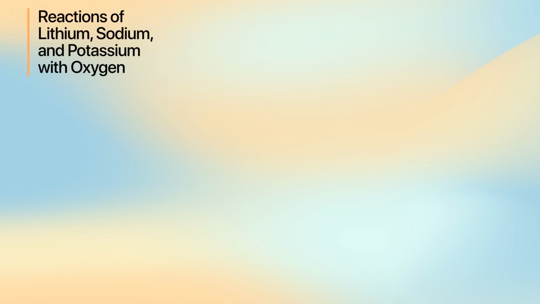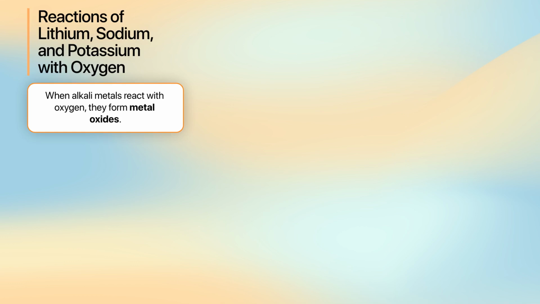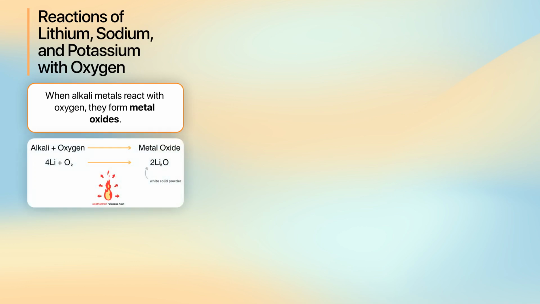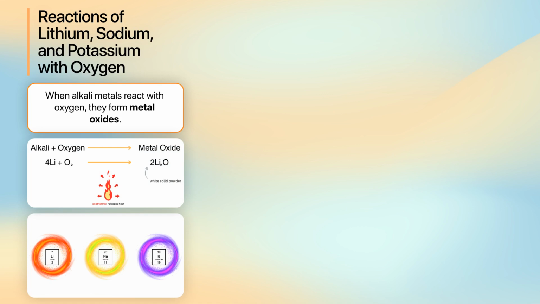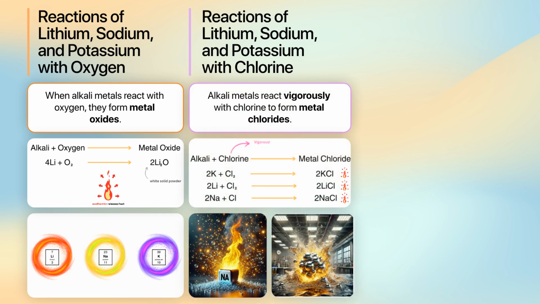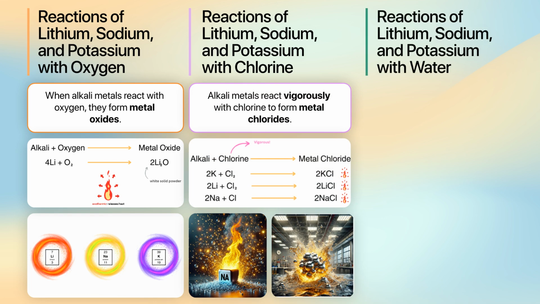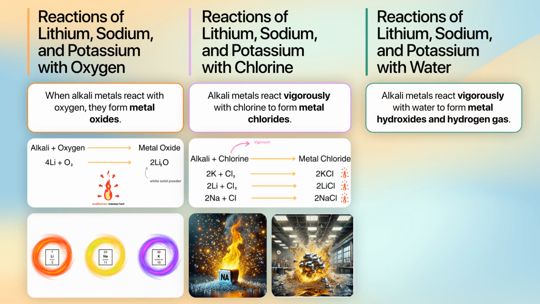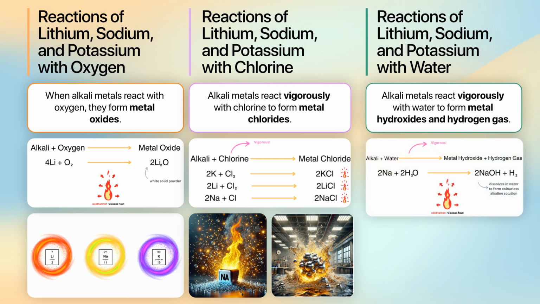Well done, that's all for today. Let's quickly recap what we covered. Firstly, we looked at the reactions of lithium, sodium, and potassium with oxygen. When alkali metals react with oxygen, they form metal oxides. Each metal has a characteristic flame color when it burns. Lithium burns with a crimson red flame, sodium with a yellow-orange flame, and potassium with a lilac flame. We also learned that the alkali metals react vigorously with chlorine to form metal chlorides. Finally, we learned that the alkali metals react vigorously with water to form metal hydroxides and hydrogen gas.